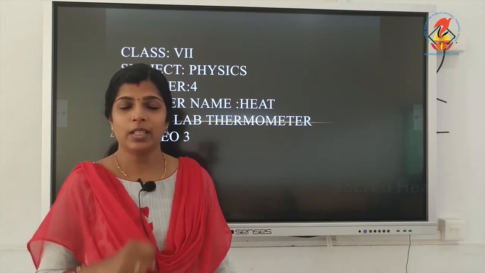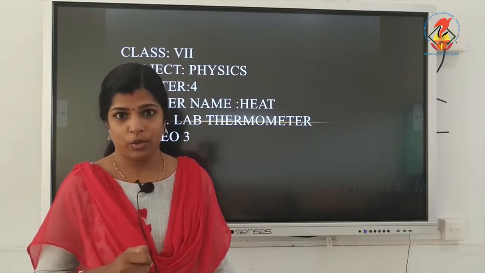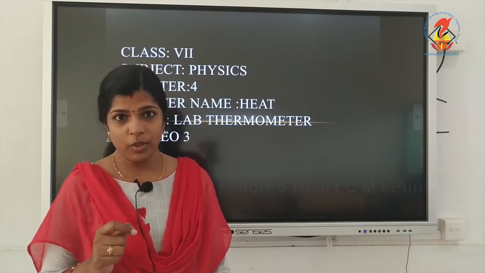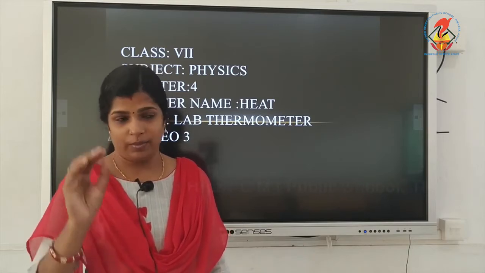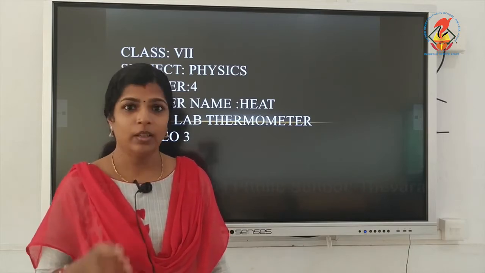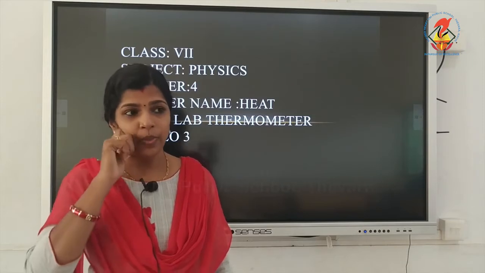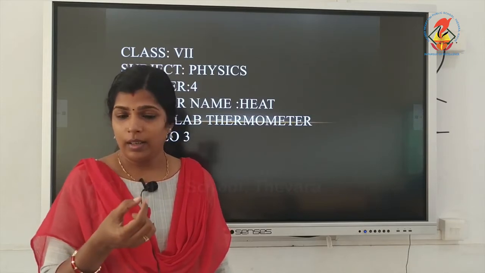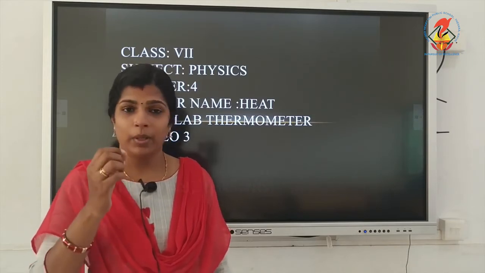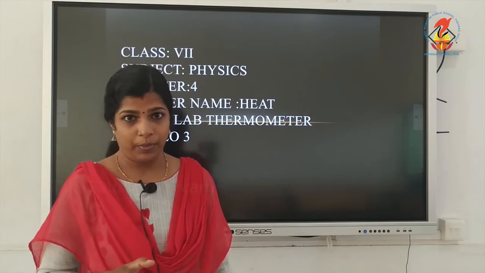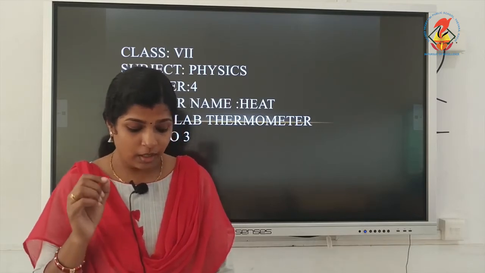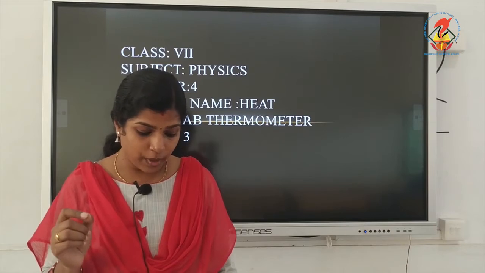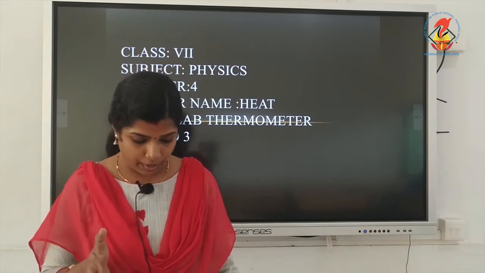First we will discuss what a laboratory thermometer is. It is similar to a clinical thermometer, structurally. It consists of a glass tube, then a bulb, and the bulb is filled with mercury. A shiny thread of mercury can be seen from outside the thermometer.